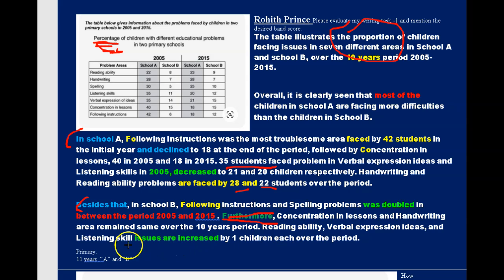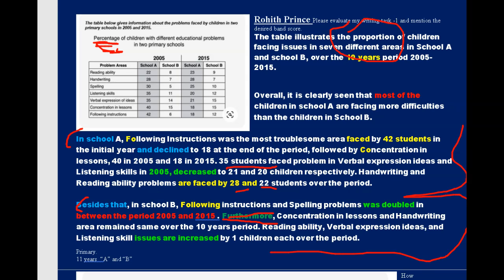Concentration in lessons and handwriting remain the same over the 10 year period. Reading ability, verbal expressions, listening skills issues are increased by one child, and it's not with 1%. And once again, you have reported everything and written 240 something words. Too long, and you missed the big picture. And watch my model video, which I have here down beneath it.